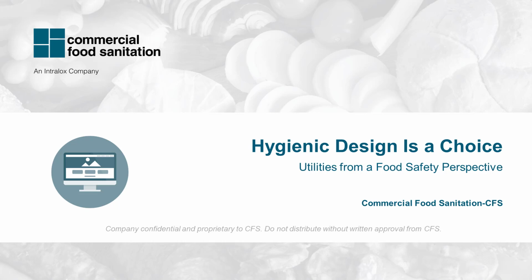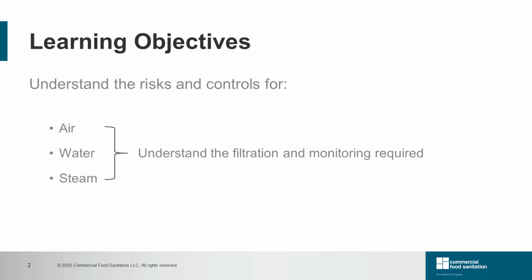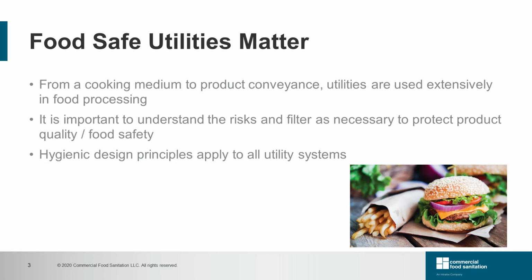In this module, we will look at utilities from a food safety perspective. Our learning objectives are to understand the risks from utilities, including air, water, and steam in our manufacturing plants and the corresponding control measures. Air, water, and steam are commonly used in food production facilities.